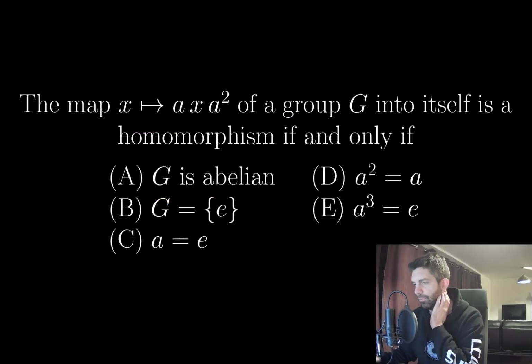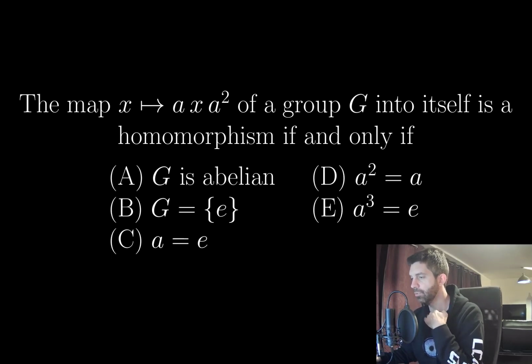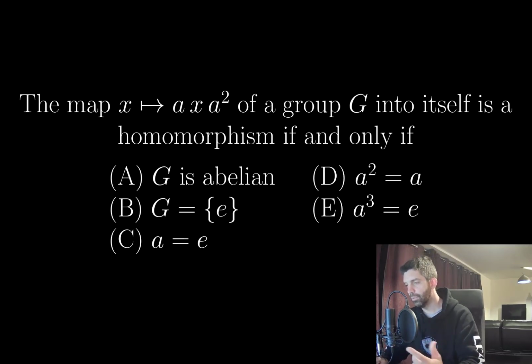The map x to axa squared of a group G into itself is a homomorphism if and only if G is abelian, G is equal to the singleton, a is equal to e, a squared equals a, or a cubed equals e. Interesting. Okay, so the if and only if condition is the important thing here.